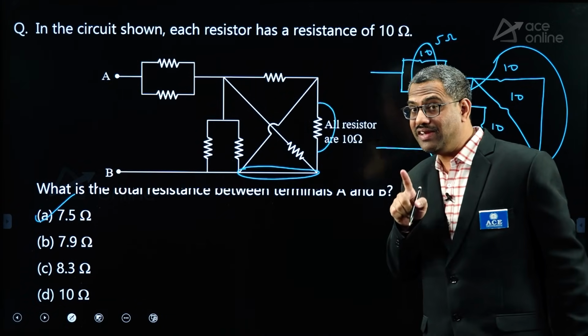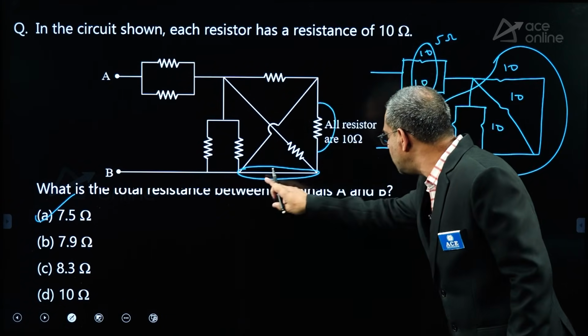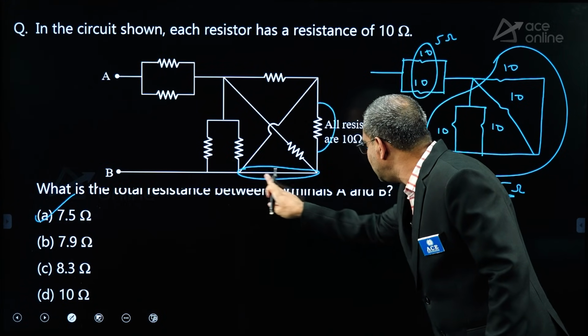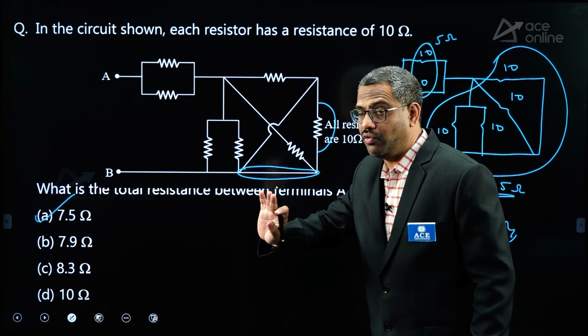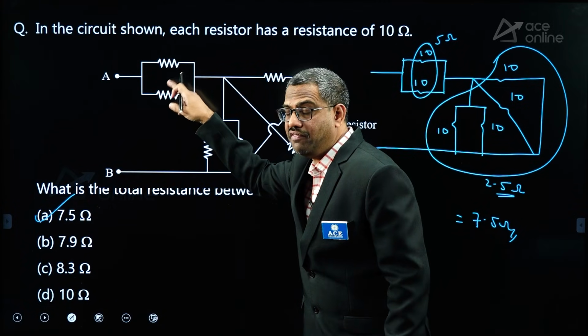But the only trick I gave is the short circuit. There is a short circuit shorting this element, not this element. So 10, 10, 10, 10 parallel, 10 by 4 is 2.5, but this 10, 10 parallel is 5, and 5 plus 2.5 is 7.5.